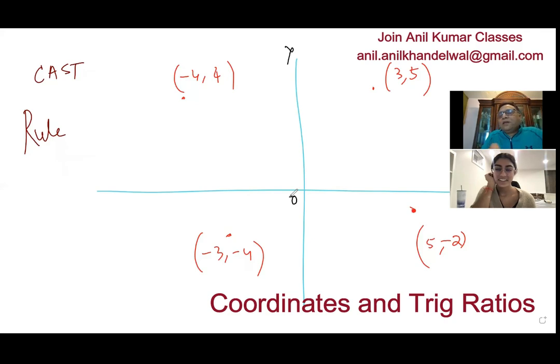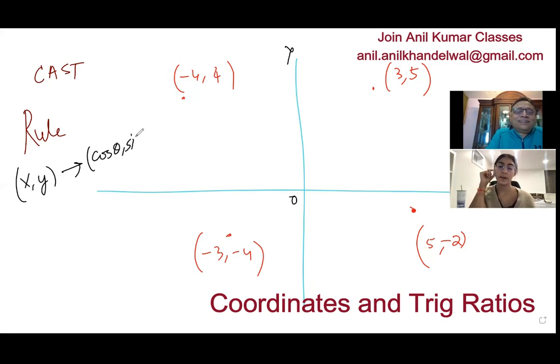Now, my x and y values actually correspond to what? Cos theta, sine theta, because sine theta is your y and cos theta is your x when the radius is 1. So in this quadrant, all are positive because sine and cosine both are positive. In this one, only sine is positive, but cos is negative.